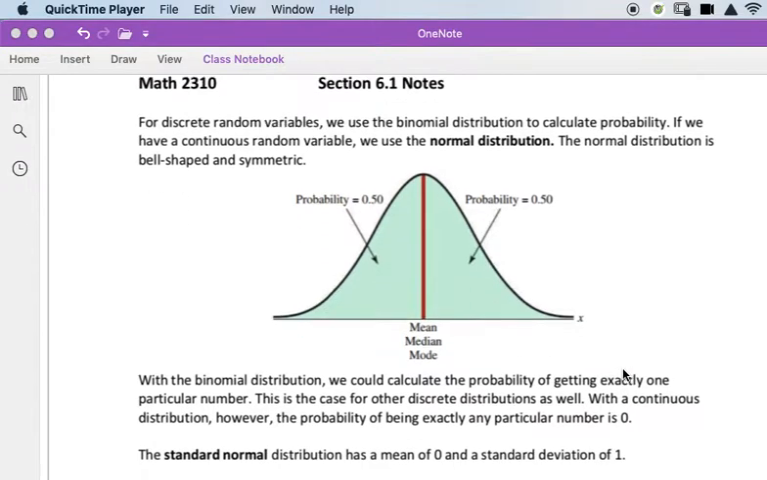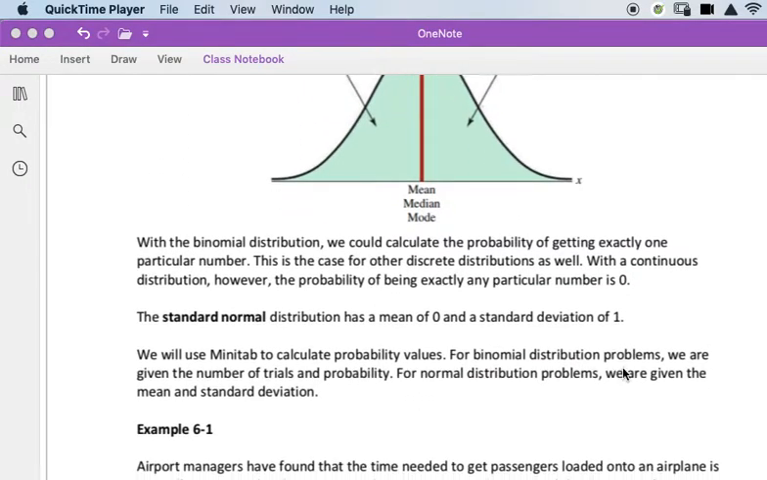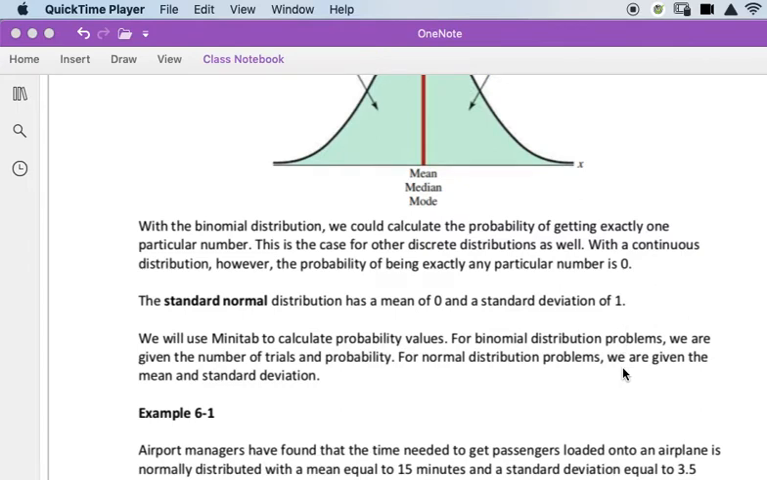With the normal distribution, we could calculate the probability of getting exactly one number. And we can do this with discrete distributions. But with a continuous distribution, the probability of being exactly any particular number is 0. And this is a little bit strange to think about because obviously something is a particular number, but this actually makes calculations with the normal distribution a little bit easier. And we'll see why that is in a second.